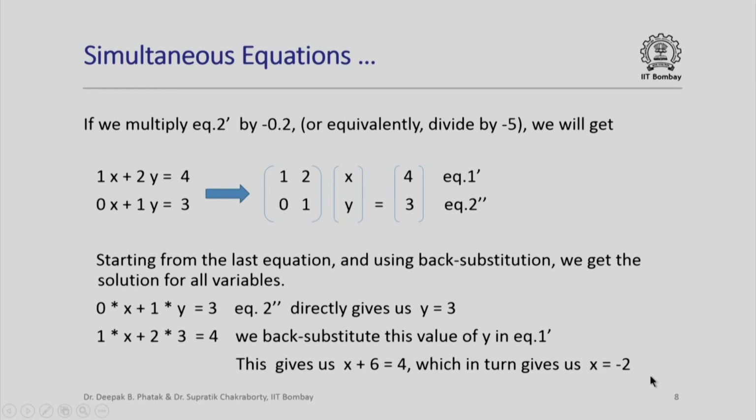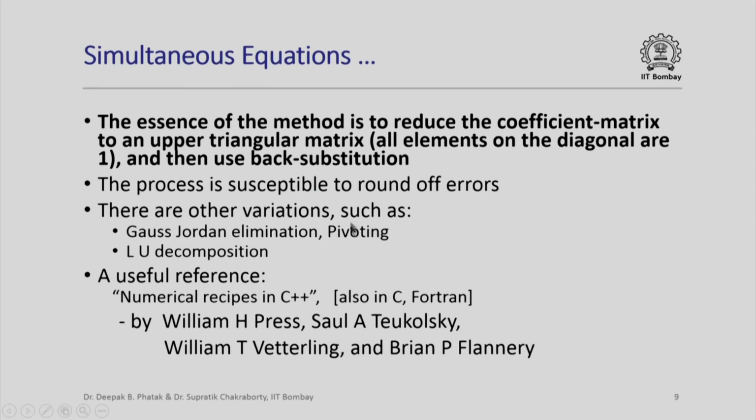Notice that having transformed the matrix by such permissible operations into a form where we have 1 on the diagonal, zeros below the diagonal and some numerical value above the diagonal, reduces the system of equations to a form where we get the solution for the last variable directly, and by back substituting we can successfully find the previous variables. So the essence of this method is to reduce the coefficient matrix to what is called an upper triangular matrix. That means all elements on the diagonal are 1 and there are non-zero elements on the higher side of the diagonal. Then we use the back substitution.